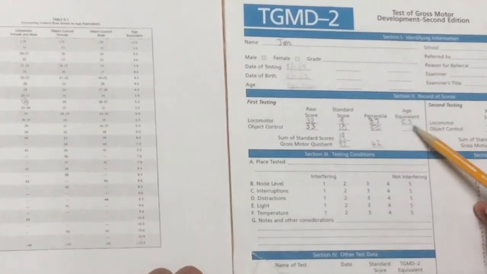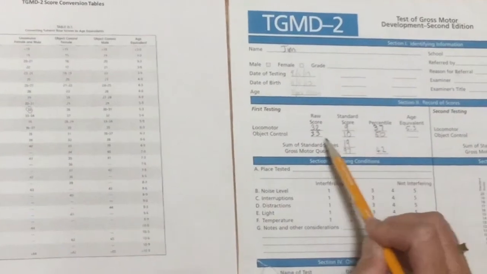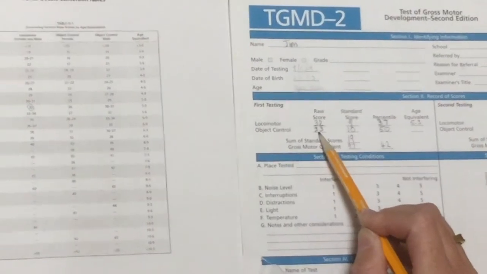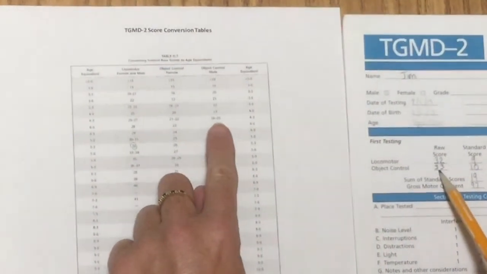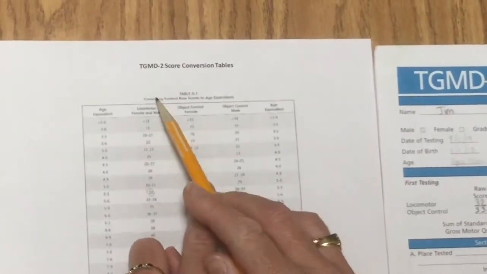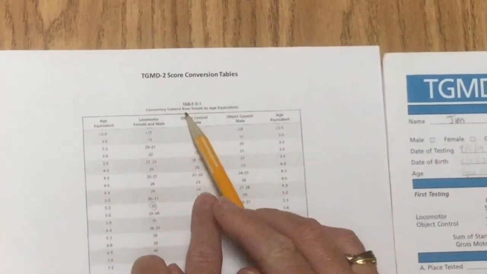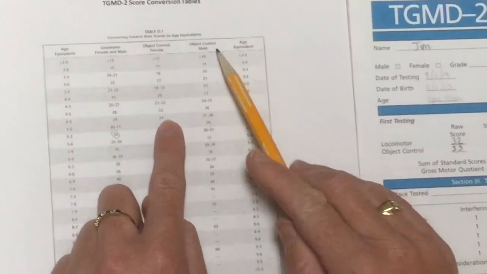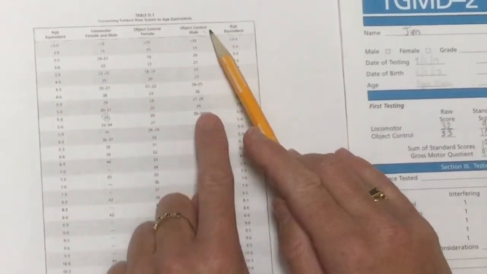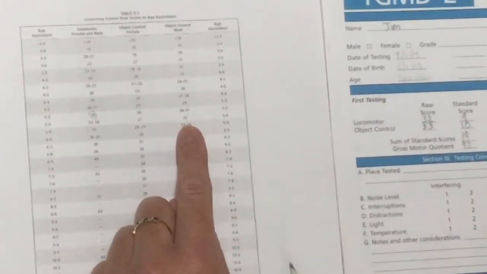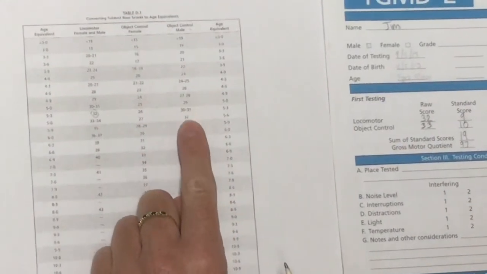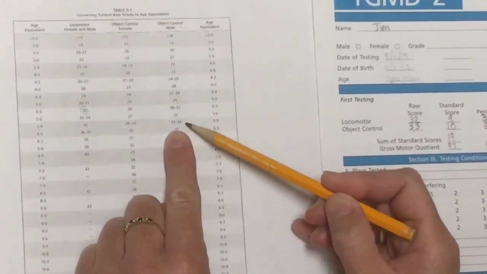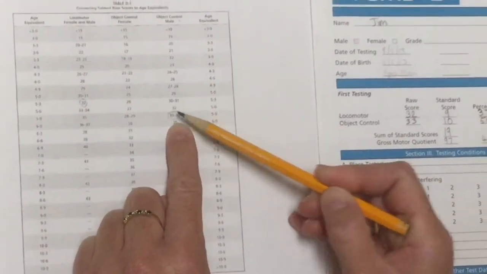Now we're going to work out the age equivalent for object control. Again, we're going to use the raw score for this. His raw score was 33. Now, object control, there is a difference between male and female. So on the converting subtest raw scores to age equivalent table, we're going to look for object control male. Jim is a male. We're going to go look for number 33. So we're going to go down the column to find number 33 right here. So this one gives us a range from 33 to 34. I'm going to circle that.